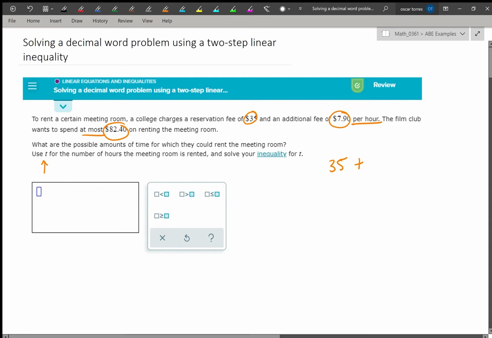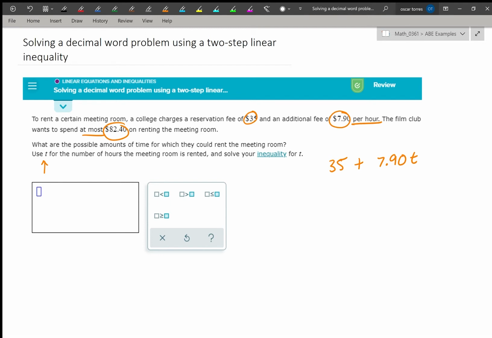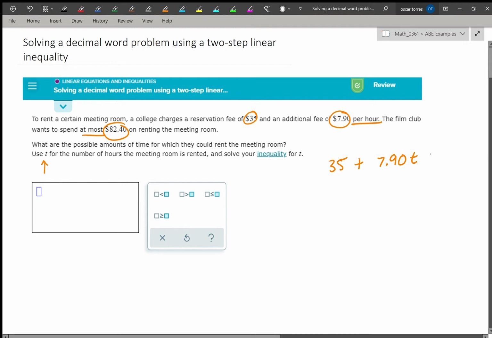So we're going to write that as 7.9. If you wanted to, you could write 7.90. But because it says per hour, we're going to multiply this number by the number of hours, which is represented by t, because that's what the problem tells us to use. So we have 35 plus 7.90t, and this isn't necessarily equal, but I'm going to go ahead and put an equal sign down for now. But this is going to be about equal to 82.40. So if the problem wanted us to work with an equation, this would be my setup.